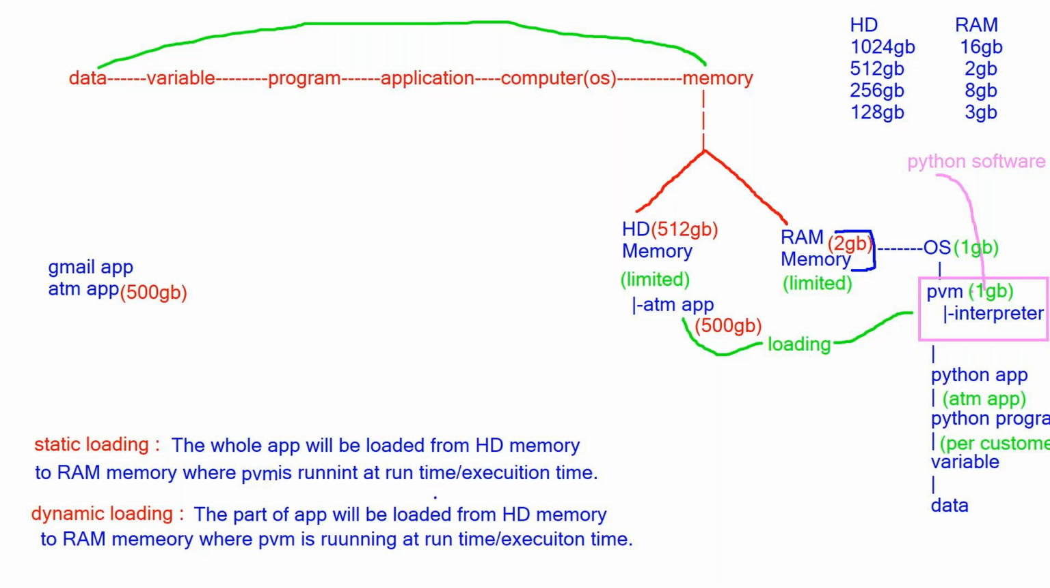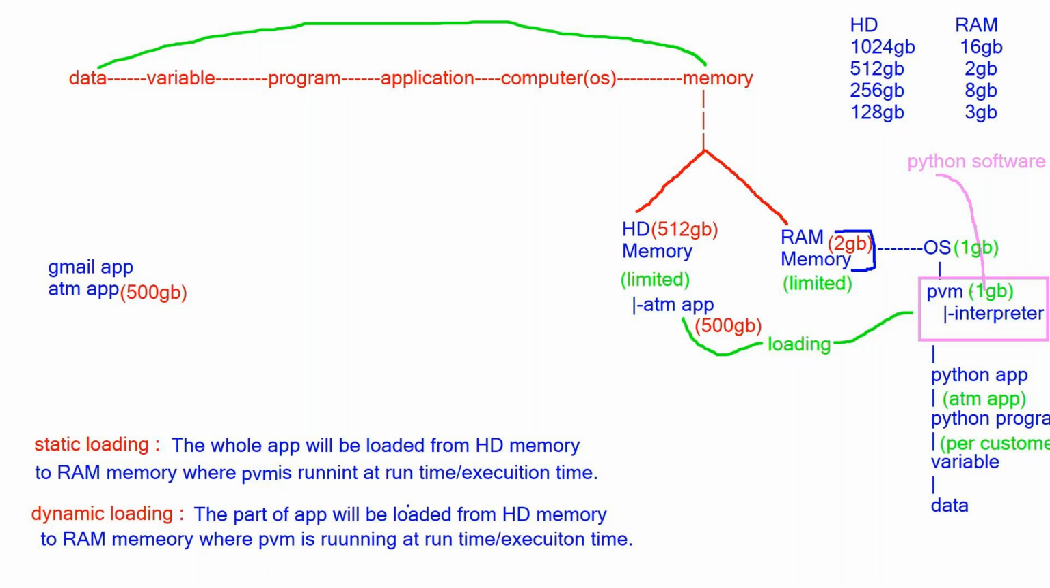Because the operating system is the one that executes any software you use in your computer or mobile phone. Who has to execute a Python program? The Python virtual machine. Whenever you request it to execute a Python program, it will try to load your application from hard disk to RAM where it is running. But the problem here is that static loading needs to load the entire application, which requires 500 GB, which the Python virtual machine doesn't have.